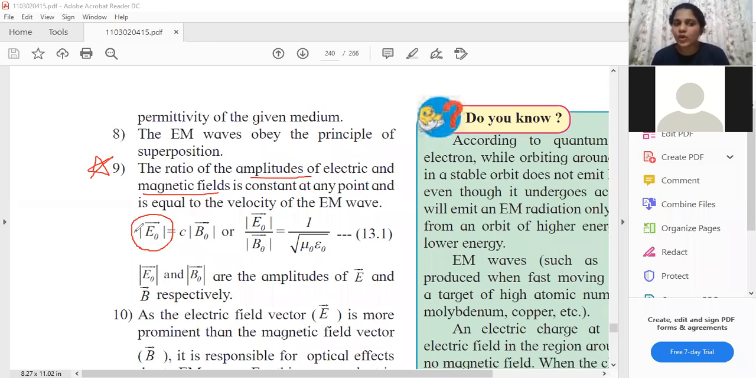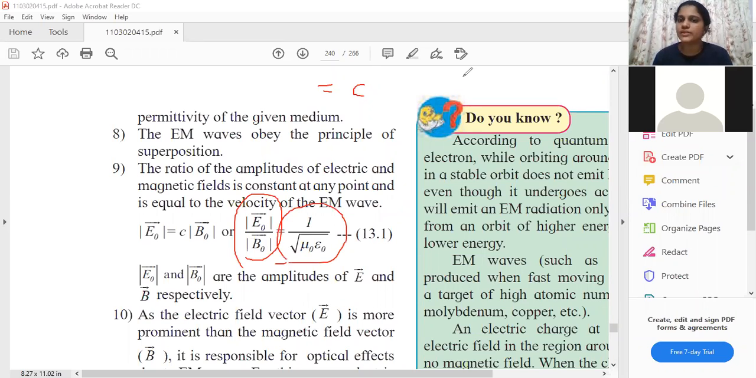So |E naught| is the amplitude of the electric field, and |B naught| is the amplitude of the magnetic field. What they are telling is that the amplitude of electric field divided by the amplitude of magnetic field is equal to C. It is a constant at any point in the entire EM wave. Take the amplitude of E and the amplitude of B at any point, divide, and you will get C. And C, as we have already seen in one of the previous characteristics, is 1 upon under root mu naught into epsilon naught.